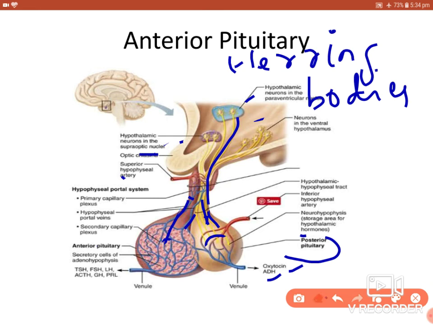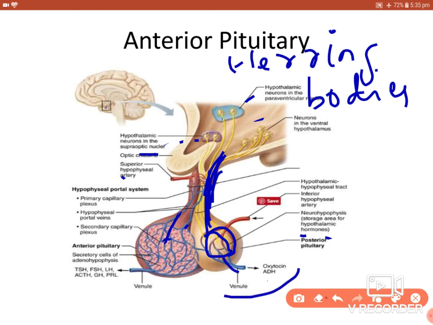Here in the posterior pituitary, you can see these neurons, the non-myelinated axons from the nucleus of the hypothalamus. There are nearly 1 lakh nerve fibers. The secretions reach the capillary plexus, then the venules, then the systemic circulation. This posterior part does not secrete any hormones; it acts as the releasing and storage center of vasopressin and oxytocin.